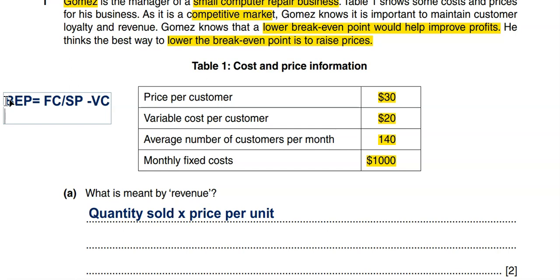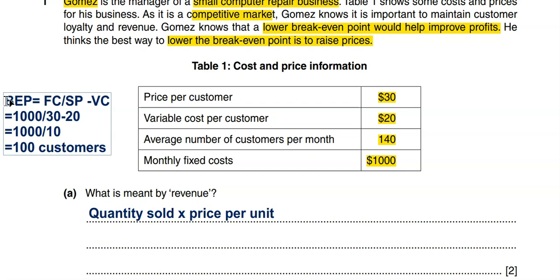So here the break-even could be calculated easily. I can find how many customers Gomez would sell to break even, to make no profit, no loss, by using simply this rule. So using my calculator, I'll say equals 1,000, monthly fixed cost, divided by the selling price 30 minus the variable cost, which is 20. So here I have 1,000 divided by 10. Then the answer would be 100 customers. So at 100 customers, Gomez would break even.